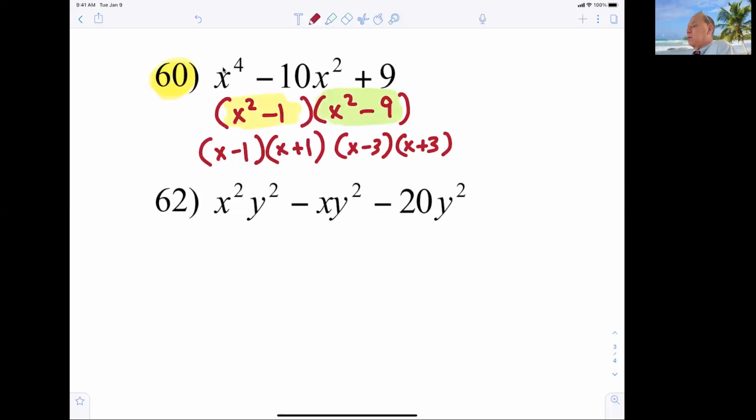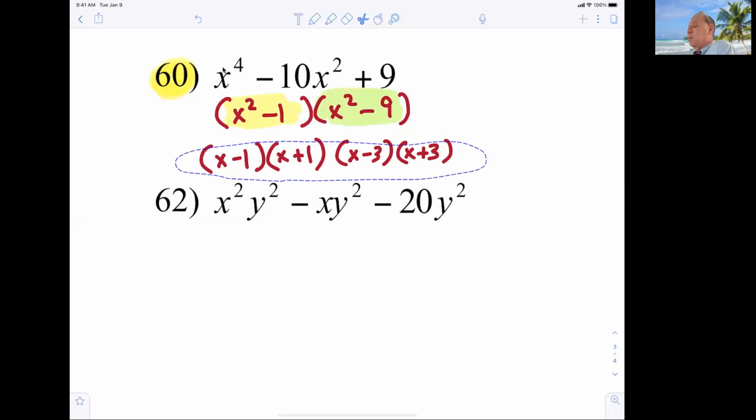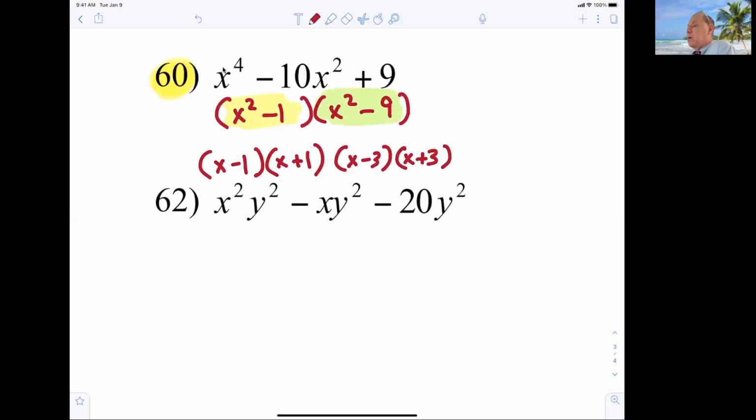How do you get the factors in x squared minus 1? Negative 1x squared and negative 9x squared is negative 10x squared.